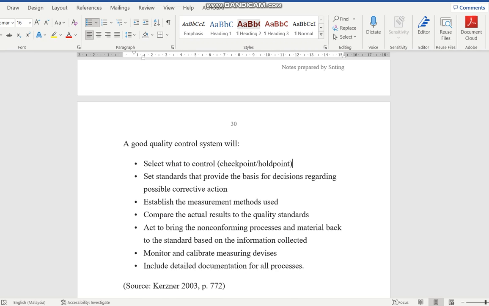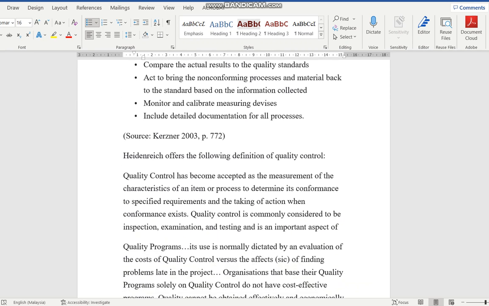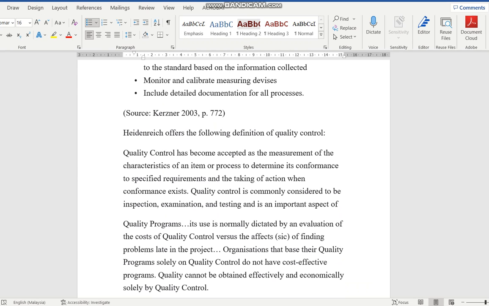And then how frequently you collect the data, and that goes back to the monitoring. So from there, QC is accepted as a measurement or characteristic of an item or a process to determine conformance.